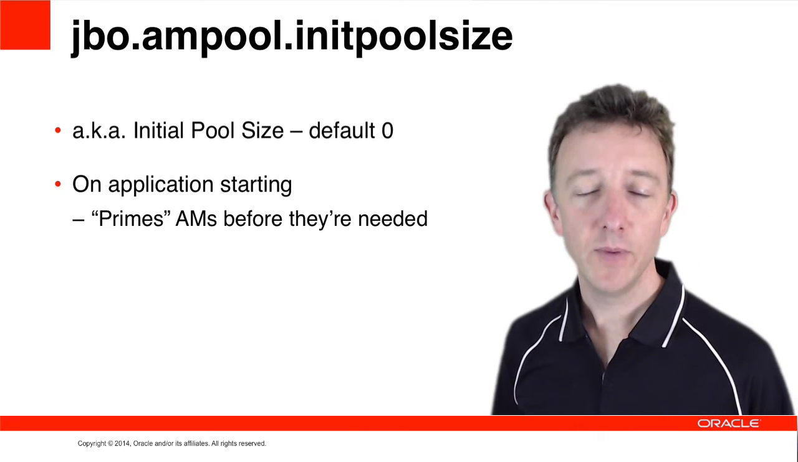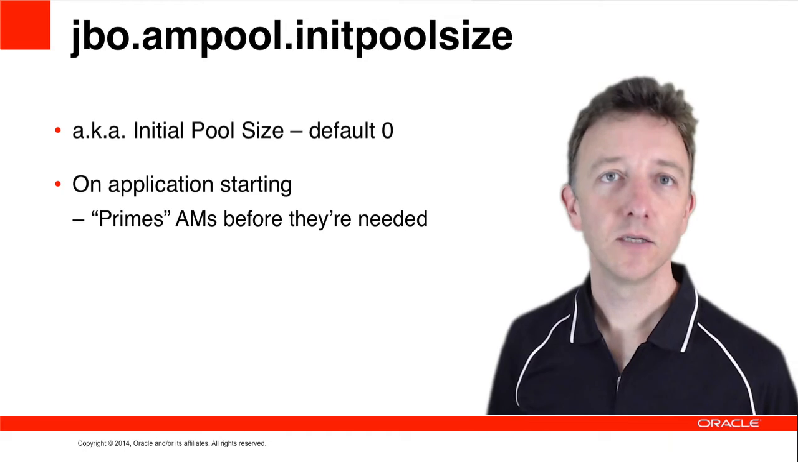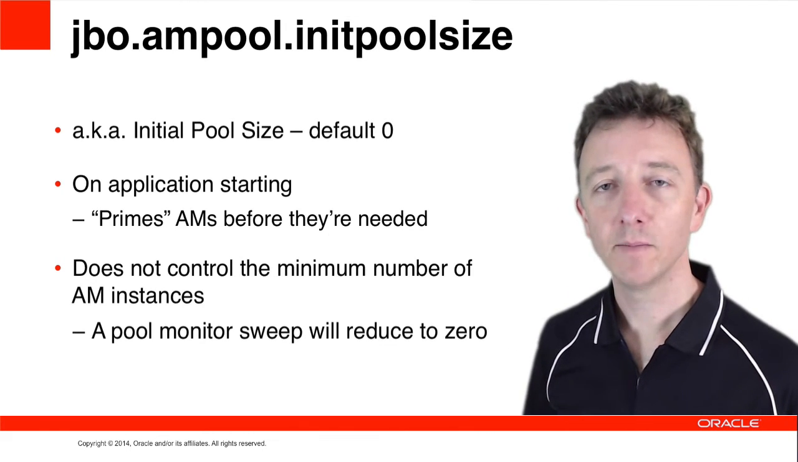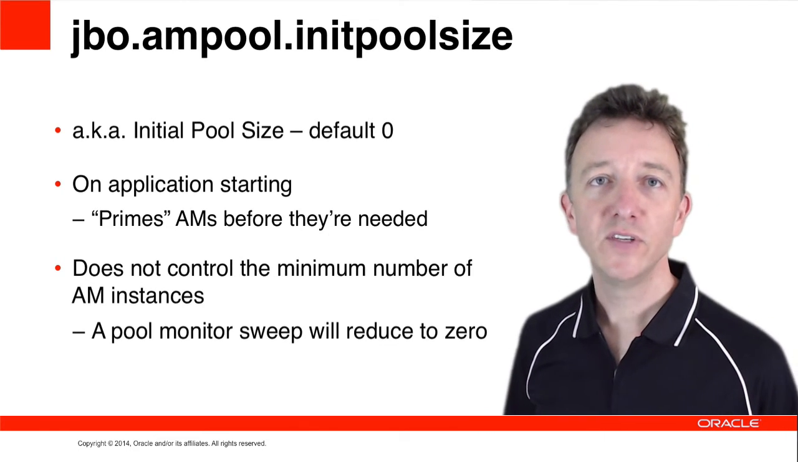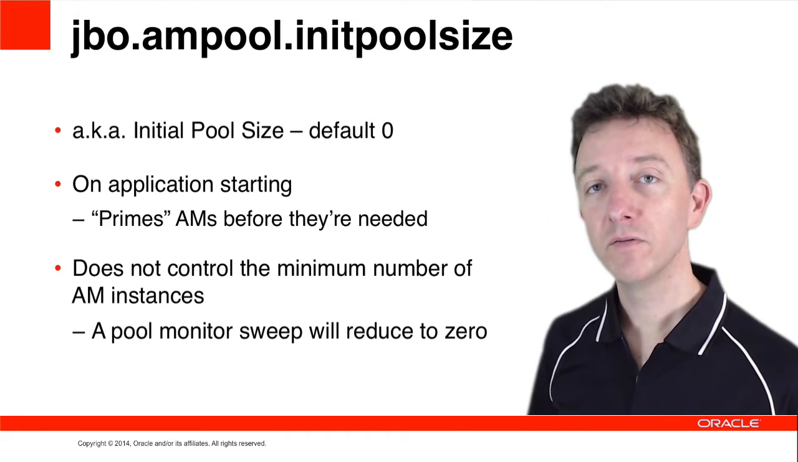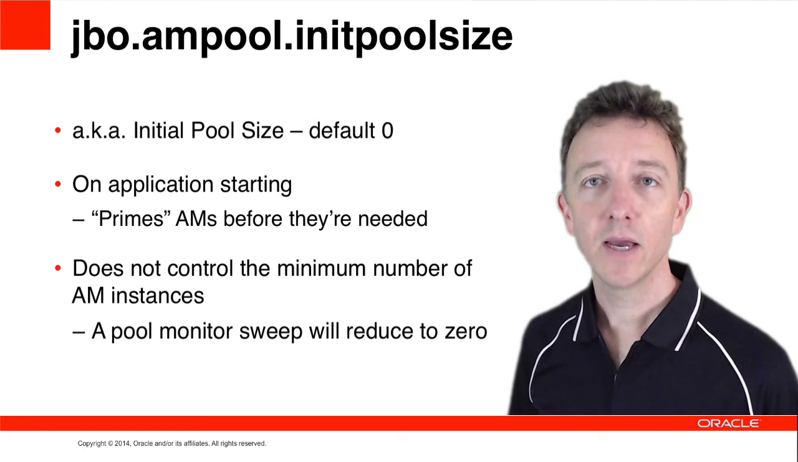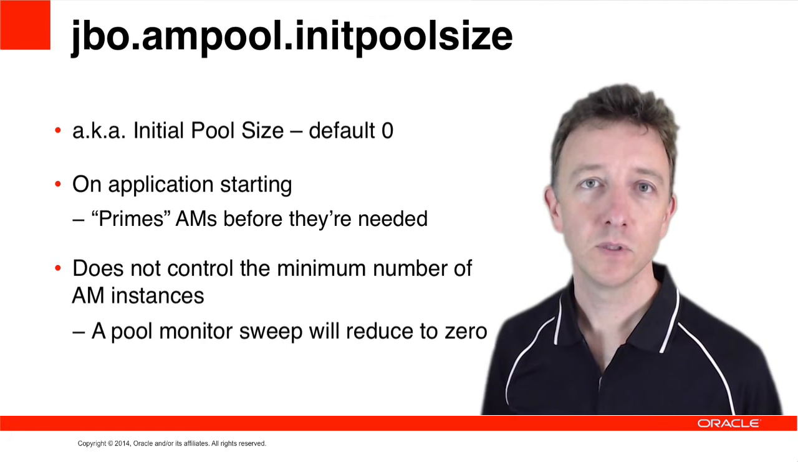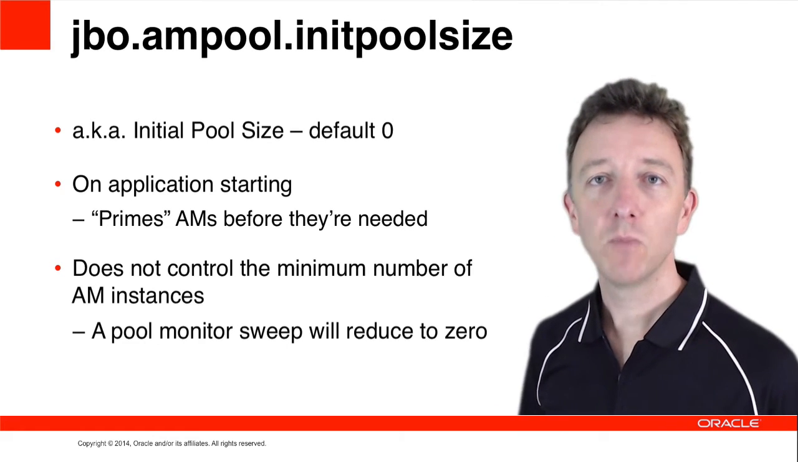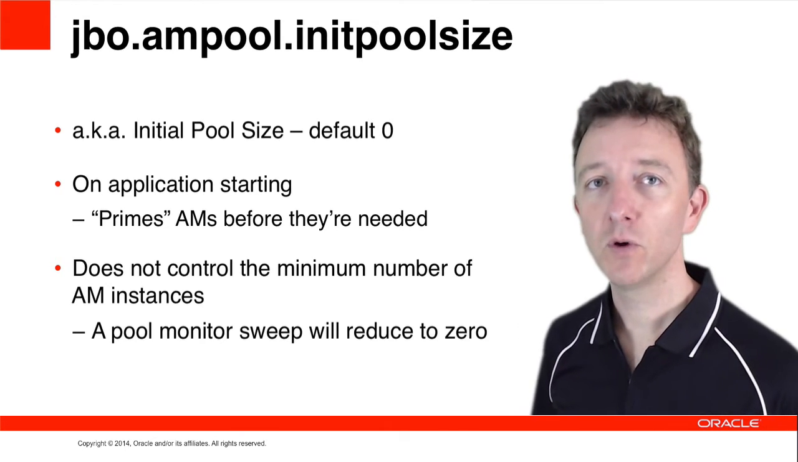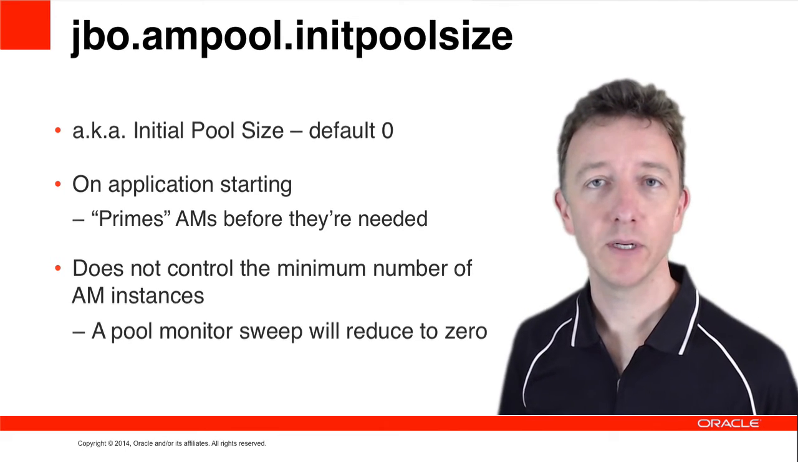Note the jbo.ampool.initPoolSize does not control the minimum number of AMs available in the pool. If you set this setting to say 5, if those AMs are never used in a certain period, the ADF AM pool monitor will clean up the AMs. We will discuss the monitor more in another episode when we consider the AM pool cleanup parameters.